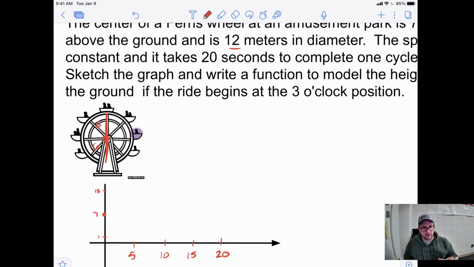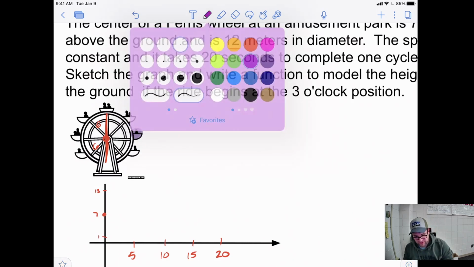So as we come over here now, let's just sketch out what's actually happening. This is kind of why we already broke up our graph into those increments. So here's what we know.